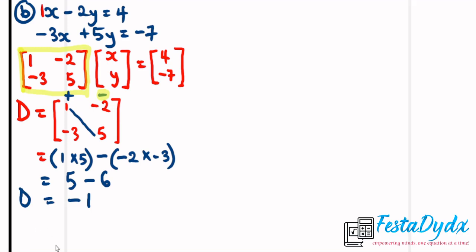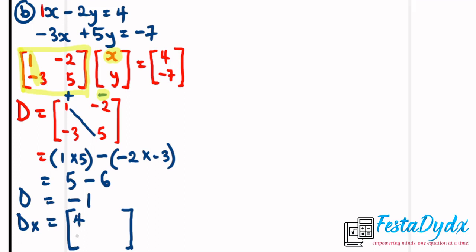Now let's look for the determinant of the coefficient of x, which is dx. Now this is going to be equal to, let's write the matrix. So remember that we are going to replace the coefficient of x with the values of c. The coefficient of x here is 1 and minus 3. We are going to replace it with 4 and minus 7.